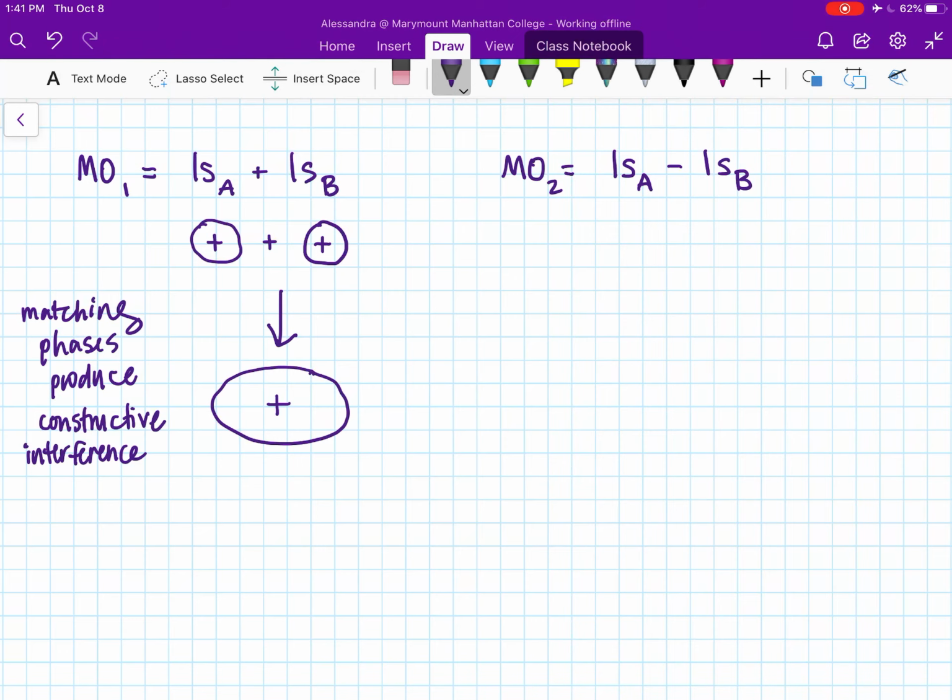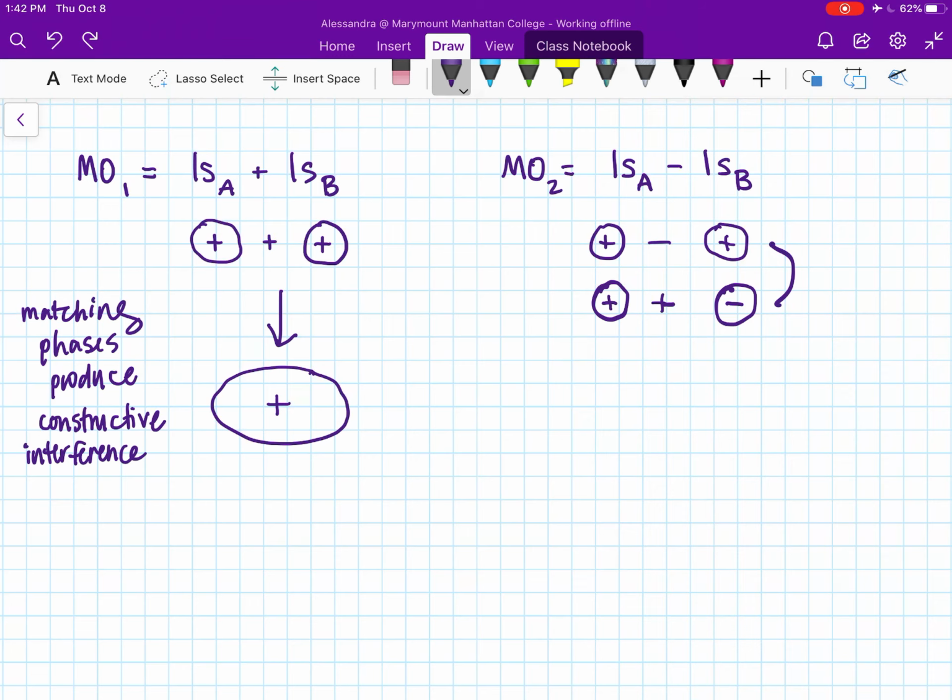Now, let's go over to the side where I'm subtracting one from the other. So if I'm subtracting 1s orbitals that have the same phase, let me improve the look of that one just a wee little bit. That's the same as saying, if I reverse the signs here, that I am subtracting a wave with opposite phase from the initial wave. Okay, so these two things are equivalent. I'm just switching the signs.